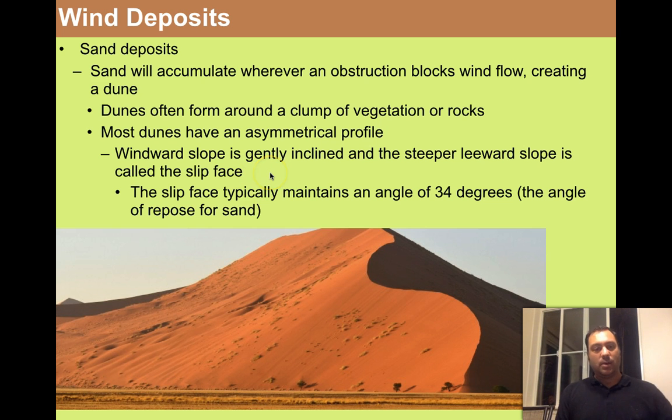So in other words, we have this inclined slope that comes up, the wind comes up over it, it might be picking up sand, and then it deposits it right on the leeward slope or the slip face. The slip face typically maintains an angle of 34 degrees, which is the angle of repose for sand. So if we put our protractor on here, it'd be about 34 degrees. Right? If it was at 35 or 36 degrees, it would start to slough off and we'd have mass wasting start to happen.